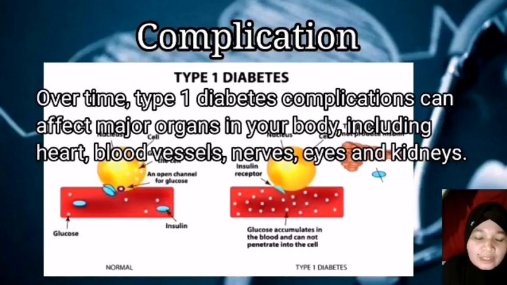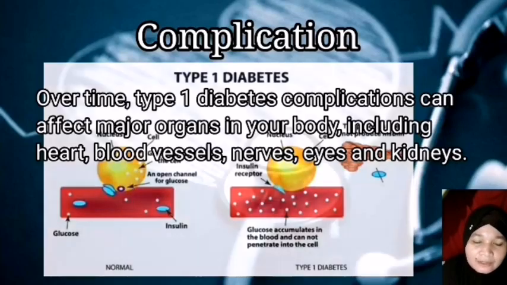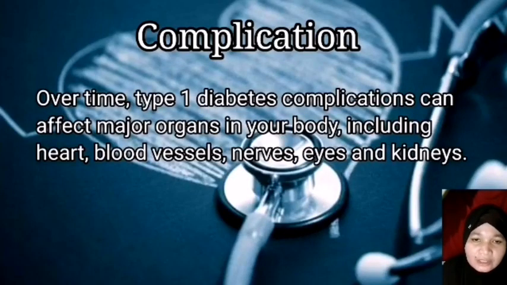So, sa complication of diabetes mellitus, there are two, acute and chronic complications. Under acute complications: ketoacidosis, hyperglycemic hyperosmolar non-ketotic syndrome, and hyperglycemia. Under naman sa chronic complications: disorders of the microcirculation, neuropathies, nephropathies, retinopathies. Macrovascular complications naman: foot ulcers.